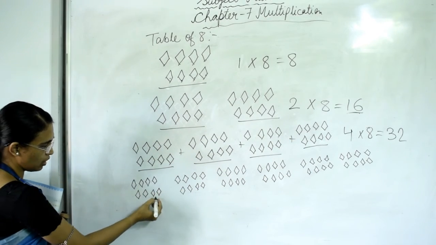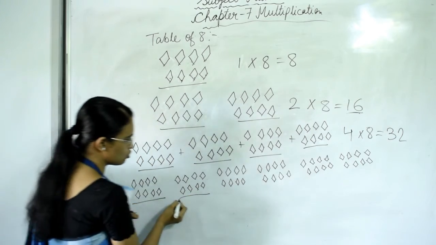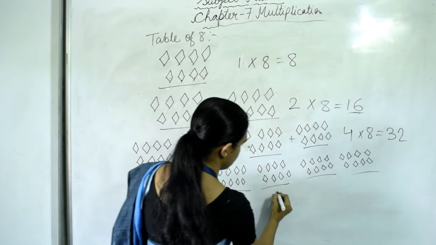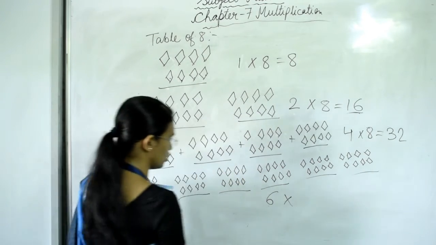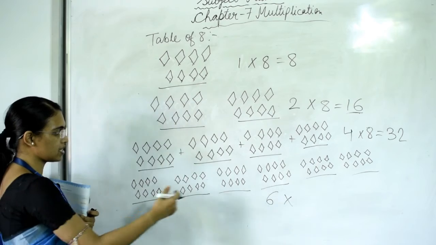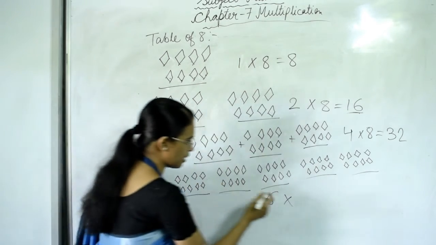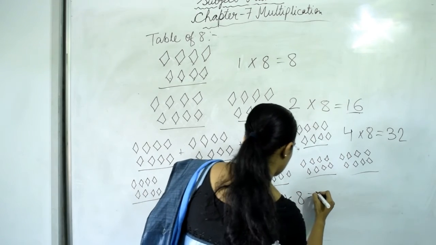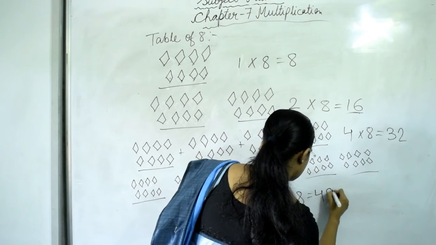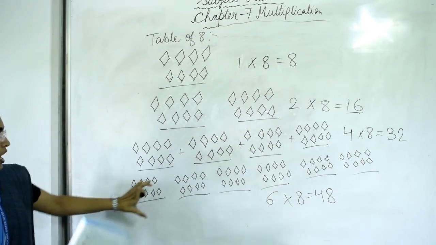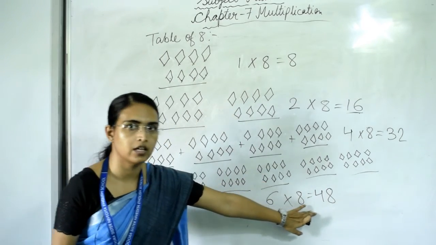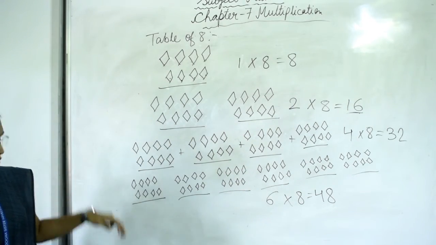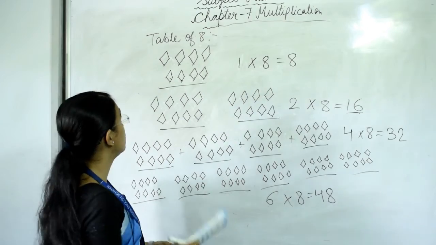Now next question, how many groups of diamonds? 1, 2, 3, 4, 5, 6. So for that we have written 6 and we are doing multiplication, that's why we have given the multiply sign. Then each group has 8 diamonds, so for that we have written 8. So if you add all these diamonds you will get this answer. 6 8s are 48. So in this way you have to do this sum.